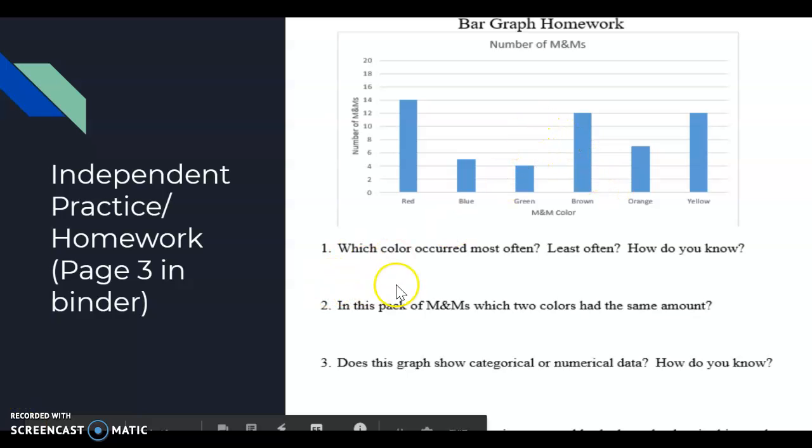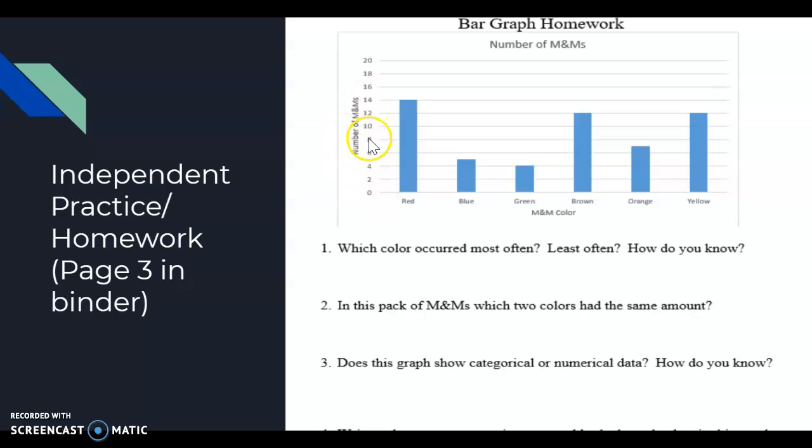And we'll take a look at the graph really quickly here. It's a bar graph, of course. It says number of M&Ms. And down here, you notice we have different colors: red, blue, green, brown, orange, and yellow. That's the M&M color. And on this side, we have the number of M&Ms.